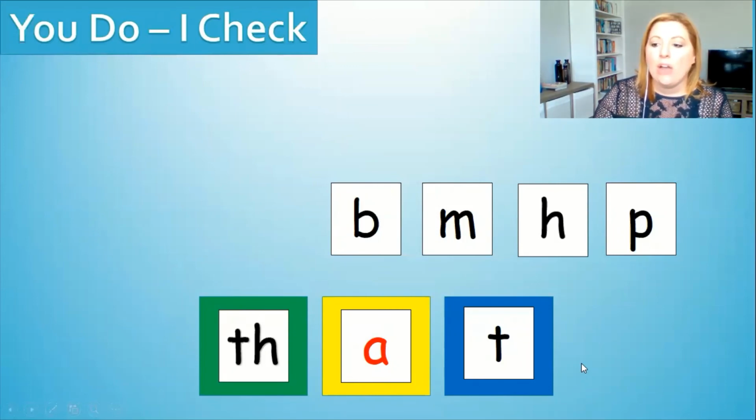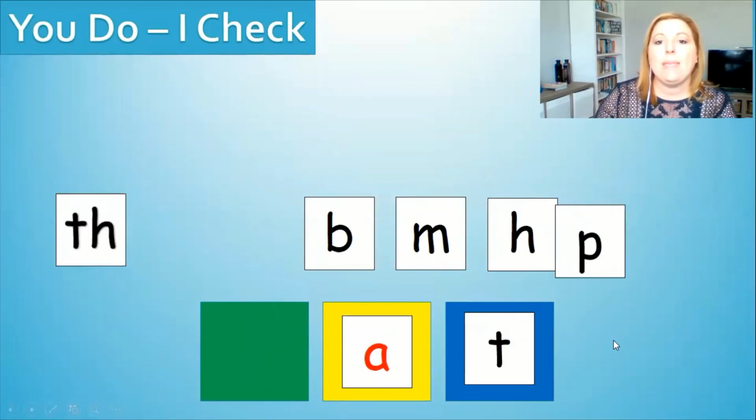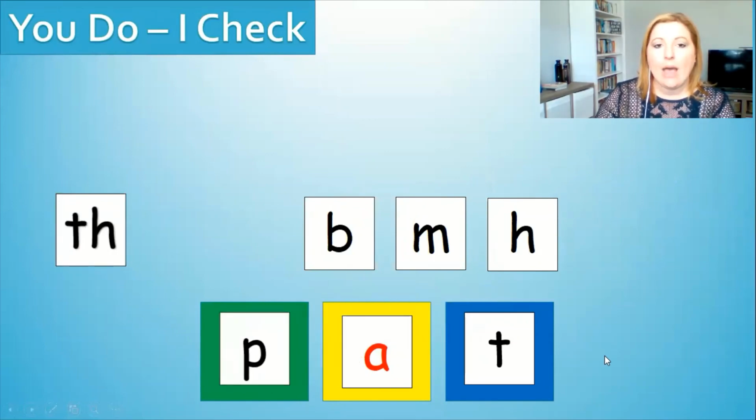Very good. All right, let's go ahead and change the first sound again. Let's take the digraph TH away and let's put a P in its place. Now, you go ahead and point and say the sounds in this word, and then I'll check it. You ready? Go ahead. It should have sounded like this. At. Pat. The word is pat. Very good.